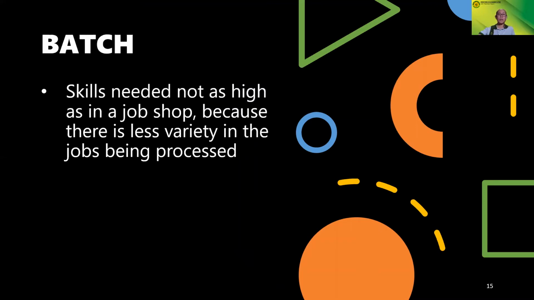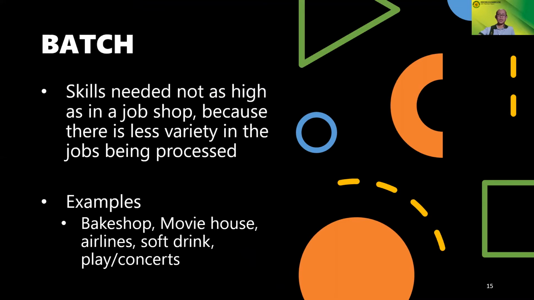variety in the jobs being processed. Examples of batch processing include bakeries, which make bread, cakes, or cookies in batches; movie theaters, which show movies to groups, also considered batches of people; and airlines, which carry plane loads of people from airport to airport, which is also considered a batch. Other examples of products that lend themselves to batch production are paint, ice cream, soft drinks, beer, magazines, and books.